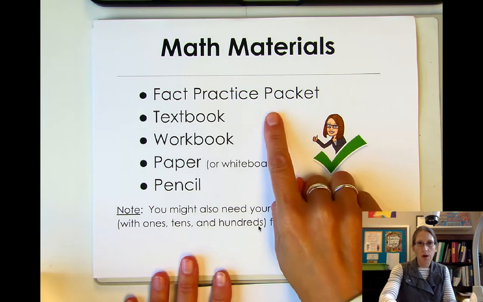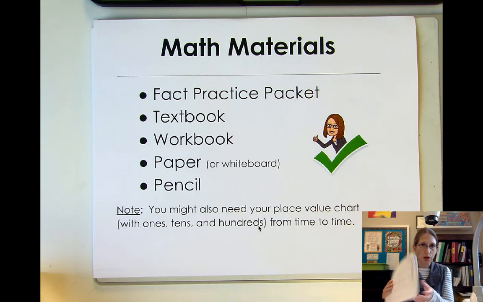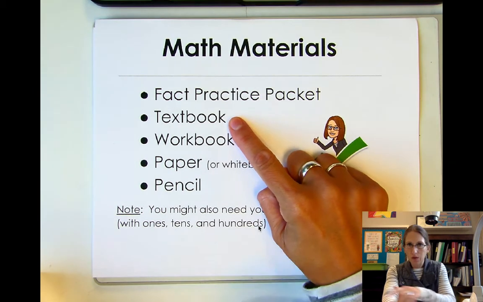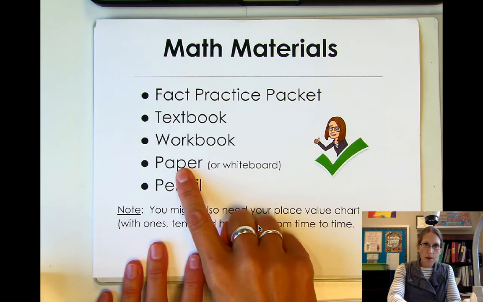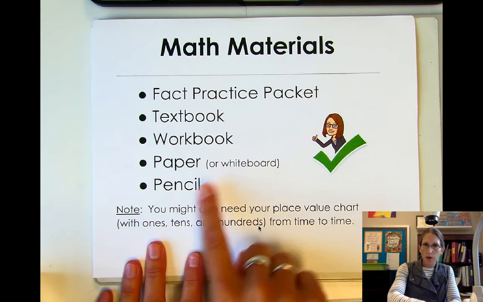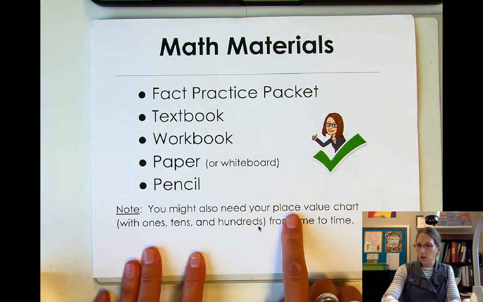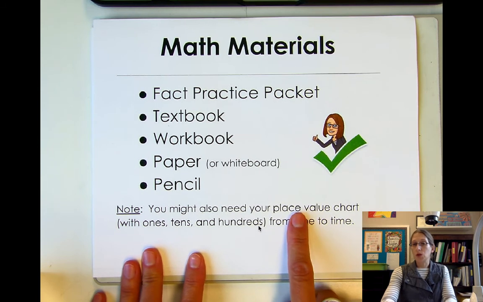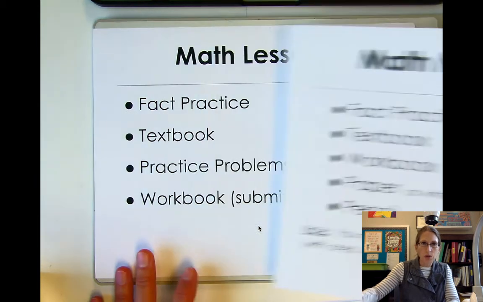Do we have our fact practice packet? Got mine right here. Do we have our textbook? Got my textbook here. Workbook, check. Paper, whiteboard, pencil, and you might also need your place value chart. We are not going to use our place value chart today, but we're going to use it tomorrow. So let's go ahead and look at what we're going to do today.